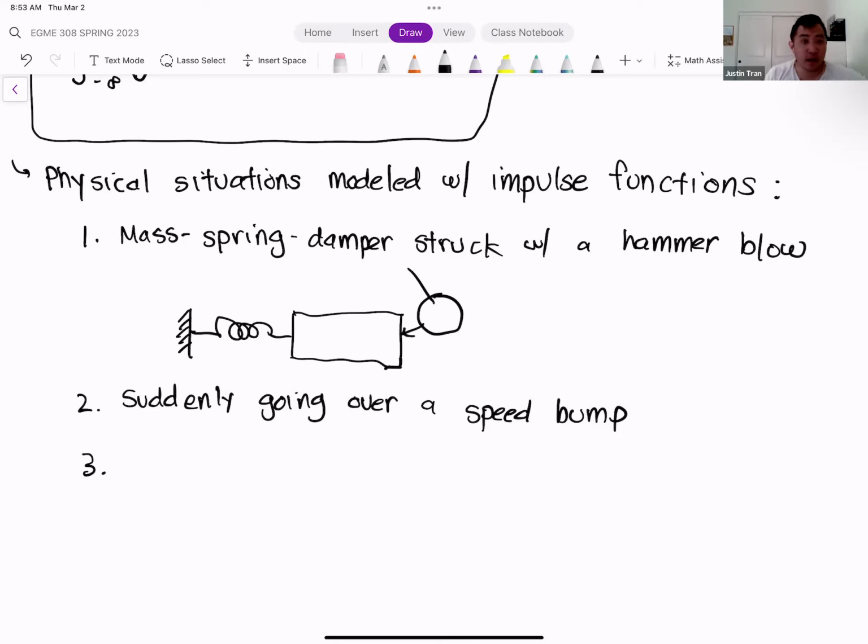Then number three, let's do a non-structural example. If we think about heat transfer, the amount of heating that can occur from something, say a combustion reaction, which happens very commonly in your car. The combustion reaction only occurs over a very brief instant of time. It's basically a localized explosion, but that localized explosion is going to cause heating in your object, which we can model using an impulse function.